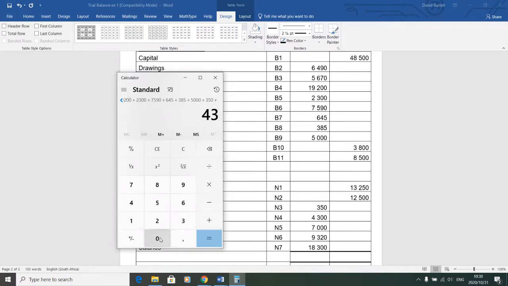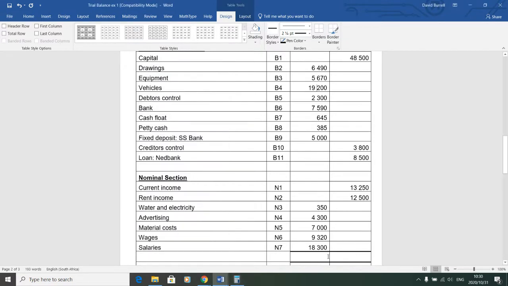4,300. And I've got the 7,000. Obviously, you just need to be quite careful what you're pressing, that you don't press the wrong key, because then everything can go a little pear-shaped. 18,300. I've got 86,550. So I go and put that in over here as my total of the debit column, 86,550. Now, if all's gone well, I should have exactly the same total in the credit column.